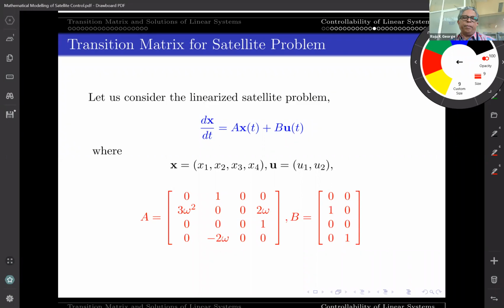Let's come back to the satellite problem. Our satellite problem is a 4-dimensional problem. So dx by dt is equal to A x(t) plus B u(t), where A is this 4x4 matrix and B is this matrix, having two components in the controller, u1 and u2, the radial and the tangential thrust. This is our original satellite problem, the linearized problem.